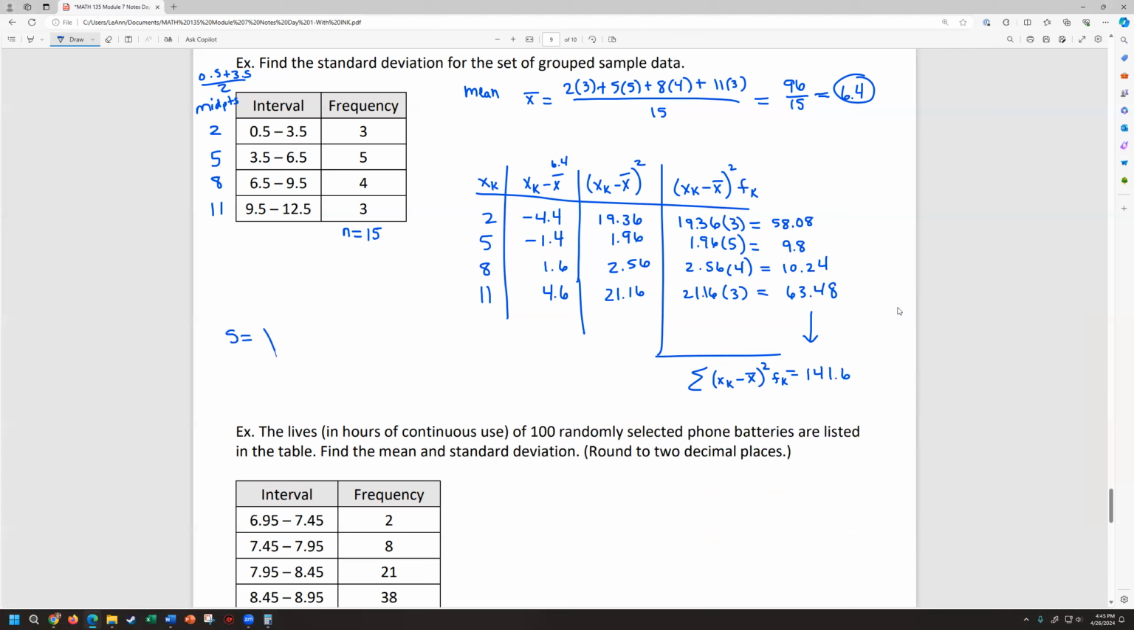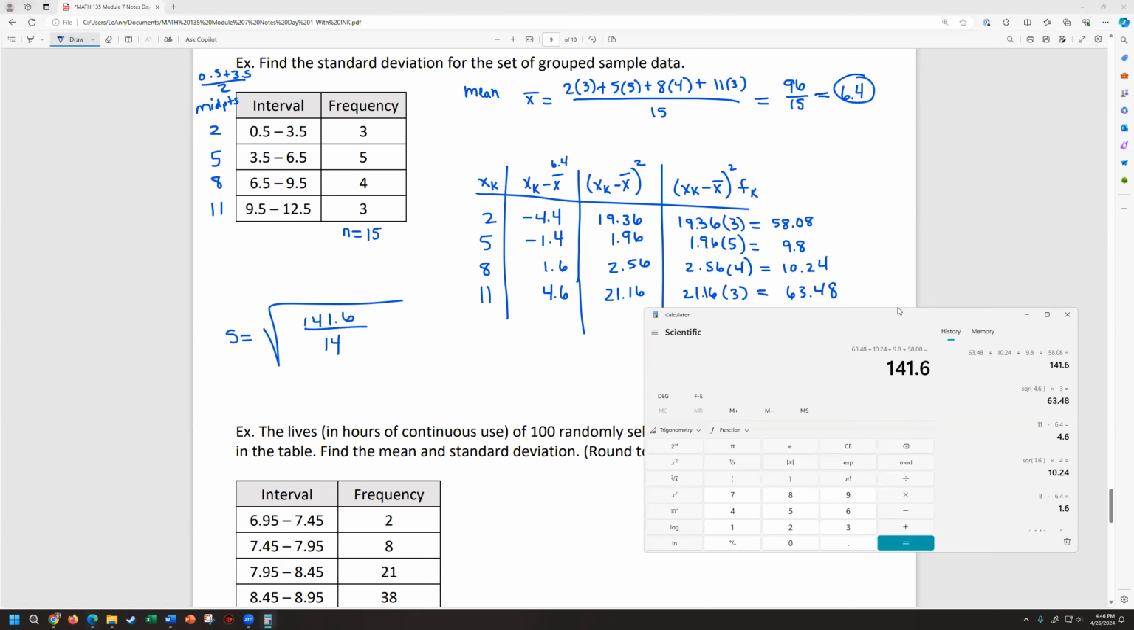So S equals square root. Now remember, this whole top number was all of the deviations we get by doing item minus mean. We square them, we times them by the frequency of that event, and then we sum all those together. So that's 141.6. Now n, remember, on the bottom is the 15, but we're doing 15 minus 1 for standard deviation. So that's going to be 14. So I'm going to get my calculator out.